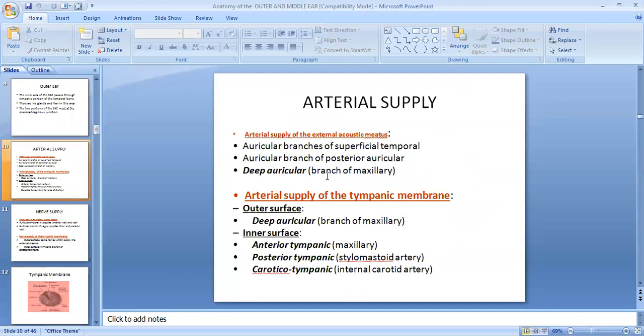As far as the arterial supply of this external acoustic meatus is concerned, it is supplied by auricular branch of superficial temporal artery, auricular branch of posterior auricular artery, and deep auricular artery. The arterial supply of tympanic membrane is deep auricular, anterior tympanic, posterior tympanic, and stylomastoid. All these branches supply the tympanic membrane.